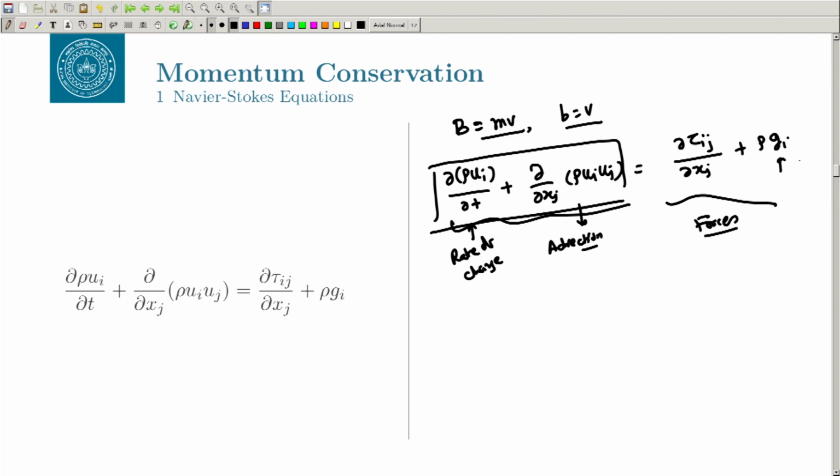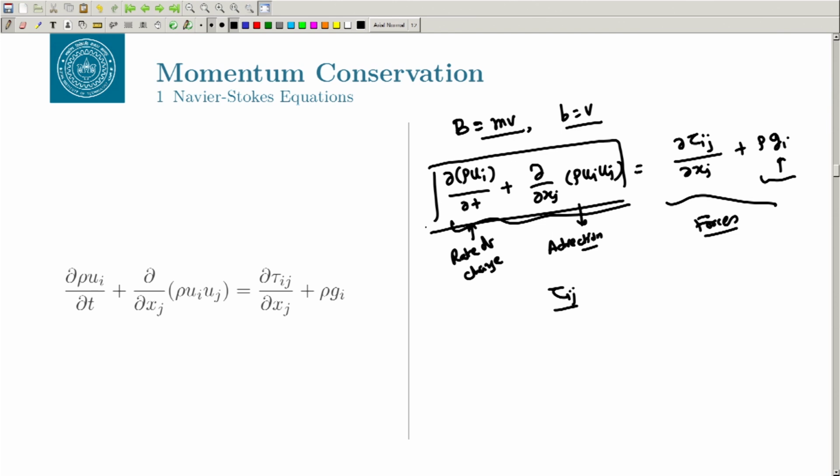I am using g, which is typically used in simulation, which is the gravity force, but it can be a magnetic force or an electric force or any force that you want. If you are doing a magnetohydrodynamic solution, then it will have the magnetic force. Now the most critical quantity here is the tau_ij.